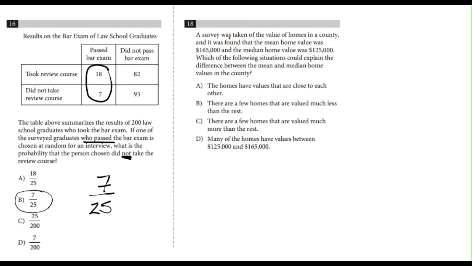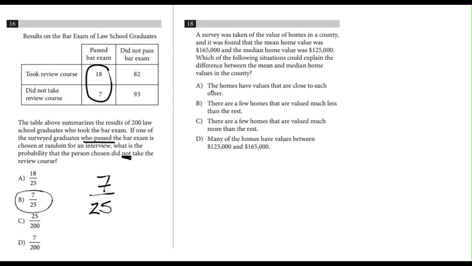Number 18. A survey was taken of the value of homes in a country, and it was found that the mean home value was $165,000 and the median home value was $125,000. Which of the following situations could explain the difference between the mean and median home values in a country? So typically when you have a set of data and the mean is higher than the median or lower than the median, it's likely that you have outliers. Since the mean is above the median, it's likely that we have outliers to the higher end.